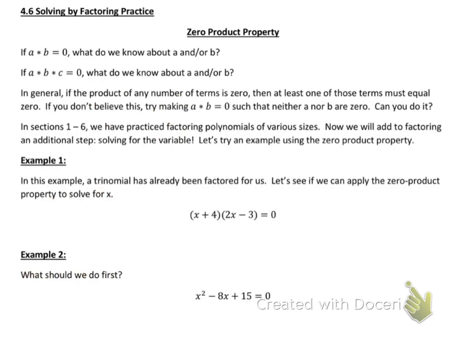So now we're going to be looking at problems like this, where we have something on the left-hand side of the equal sign and something else on the right-hand side, and we're going to be solving for x. In order to do this, we need to use what's called the zero product property.